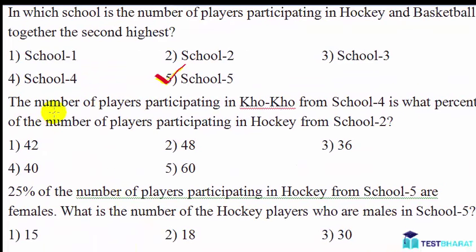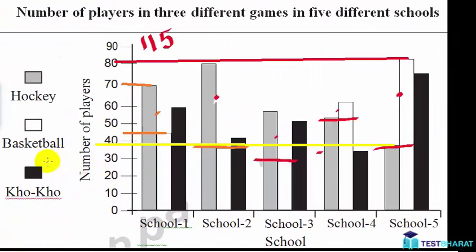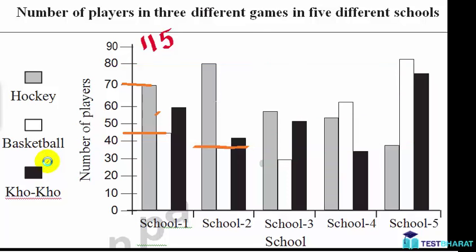Second question: the number of players participating in Kho from school 4 is what percent of the number of players participating in hockey from school 2? So Kho school 4, hockey school 2. Let me clean this up. Kho school 4 and hockey school 2. So this is hockey for school 2 and this is Kho. Now we have to find out a ratio, right?